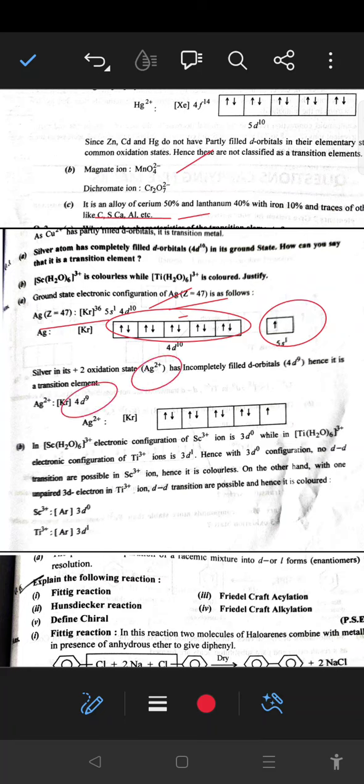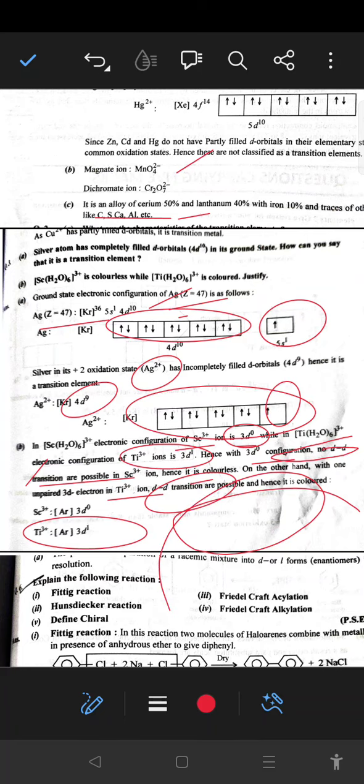Next, scandium water 6 3 positive is colorless. In case of scandium, we write the scandium 3 positive ion, that is a 3d0 electronic configuration. And in case of titanium 3 positive, it has a 3d1 electronic configuration. Hence 3d0 electronic configuration has no dd transition and no color, and this is known as colorless. On the other hand, in case of titanium 3 positive, the presence of one unpaired electron leads to formation of dd transition and hence shows color.